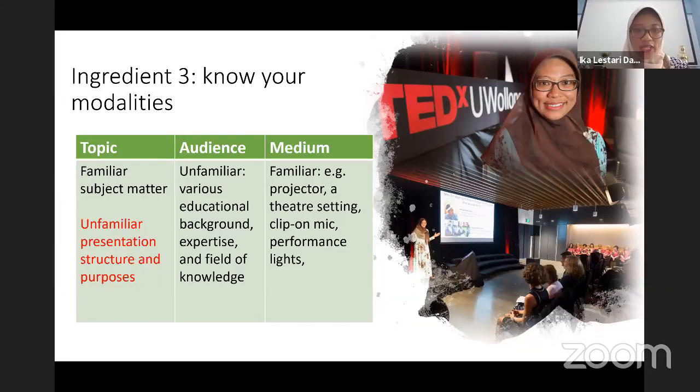And now I know that the audience will be similar to the 3-minute thesis competition event, where the audience come from various educational background and expertise and field of knowledge. And the medium, there's a typical kind of tool like a projector, and also a theater setting, and using a clip-on microphone, and I'm not used to using it. And then also some lights. And there's some rule as well where I need to stand on the stage.